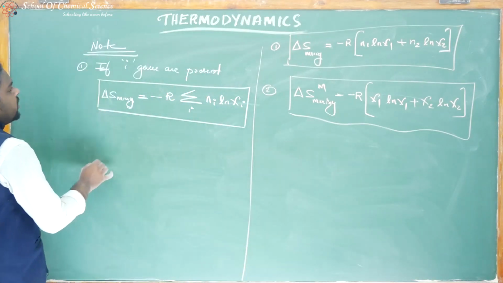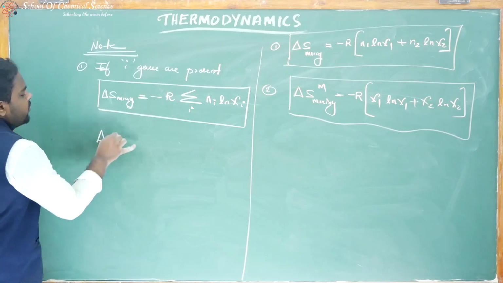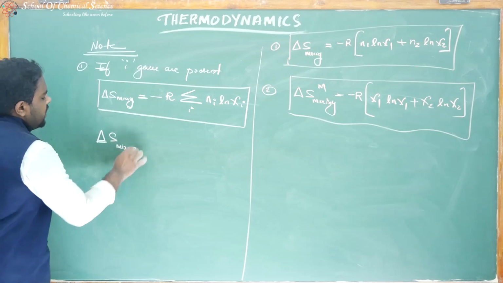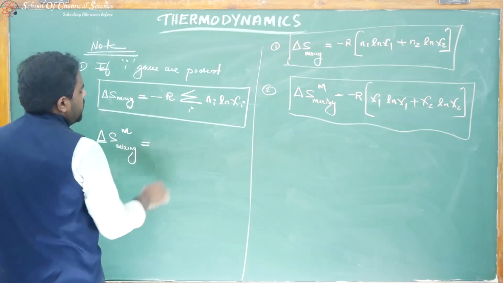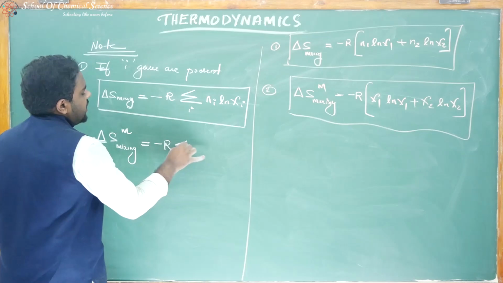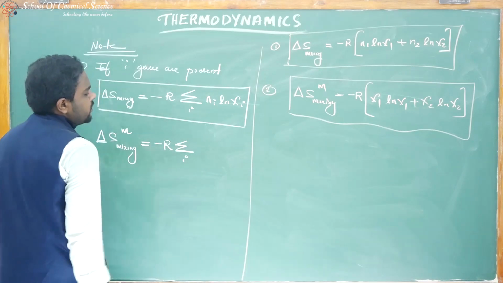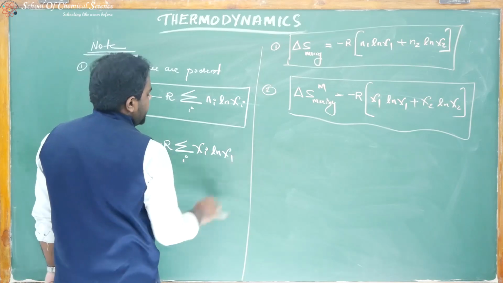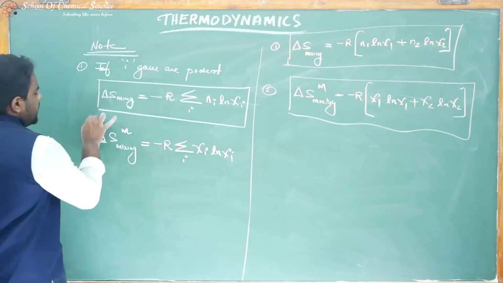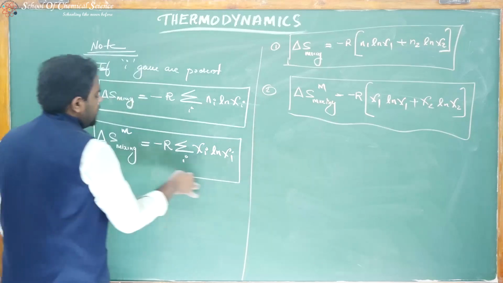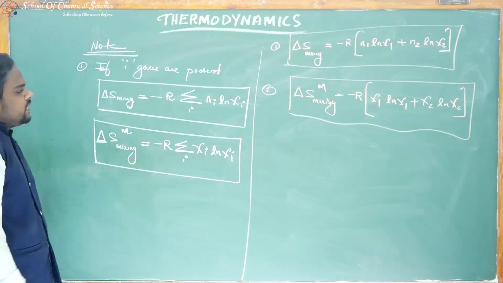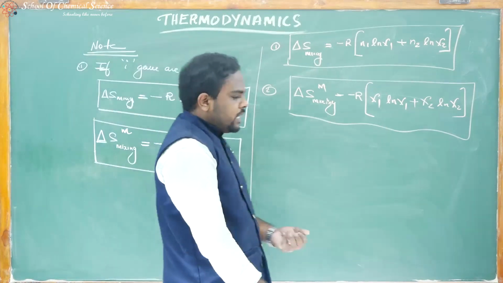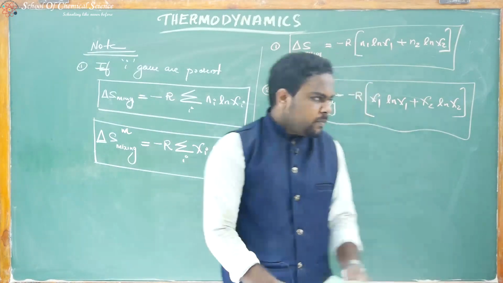What about molar entropy of mixing? Molar is equal to minus R sigma i chi i ln chi i. This is the equation for molar entropy of mixing: minus R sigma i chi i ln chi i. So please copy this equation.